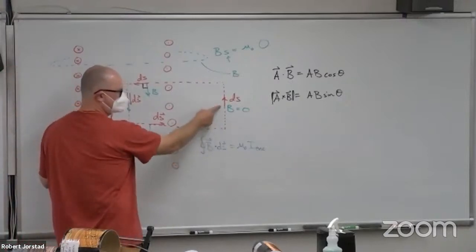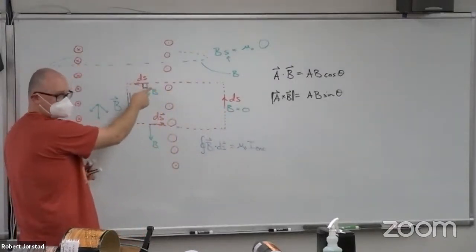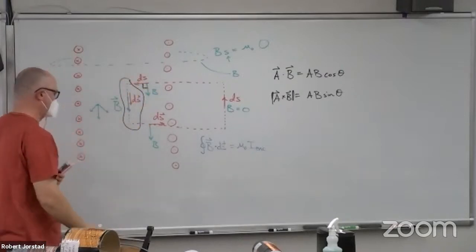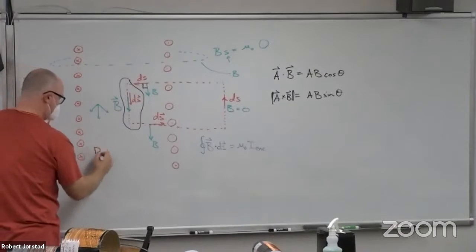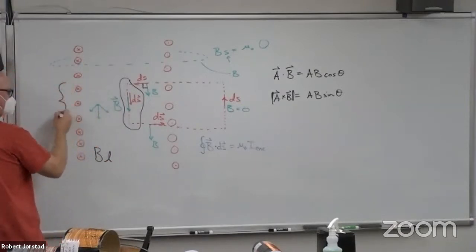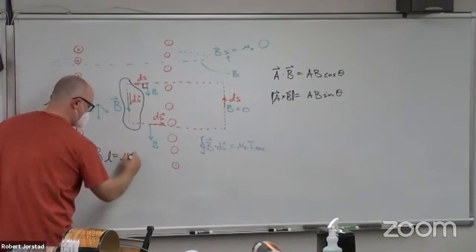Now, why are we doing this? Well, here, I don't need to worry about it because B is 0. Here, I don't need to worry about it because they're perpendicular. There's only one segment that's going to contribute right here. Do you agree? So I'm going to get B times the length of that side, whatever it is. Let's just say this side has length L, is equal to mu naught.